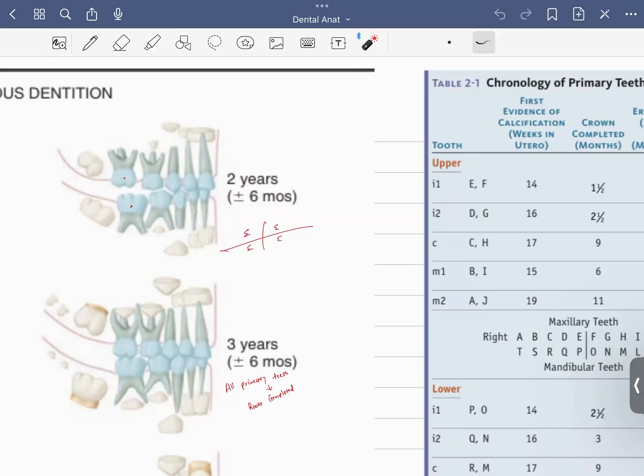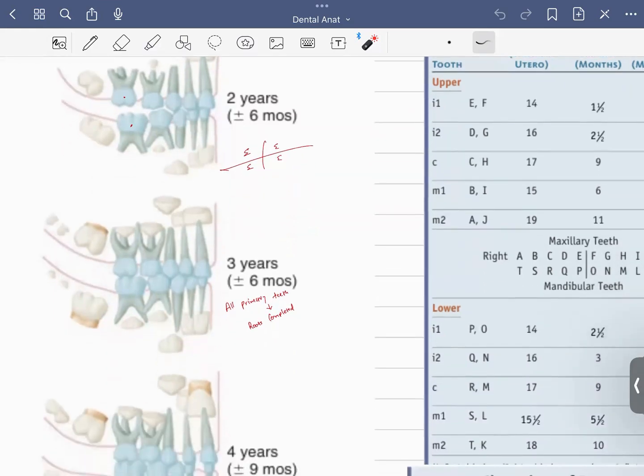So till now, is it clear to all of you how we are estimating the age based on the images? Everyone? Yes, sir. Okay. Now going to the next stage. Now here till 2 years plus or minus 6 months, all the deciduous teeth have erupted. They've emerged into the oral cavity.